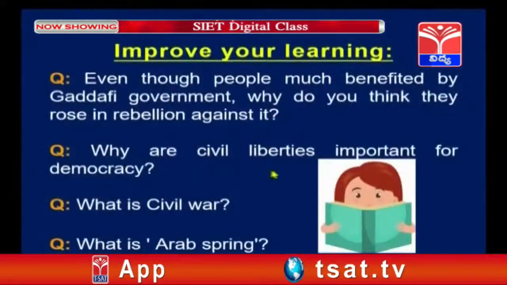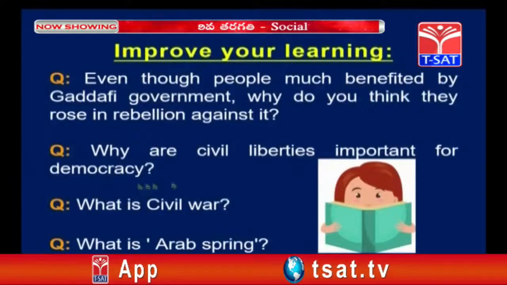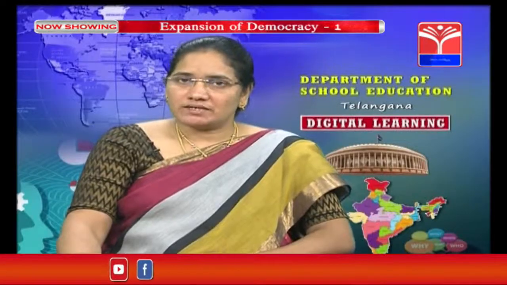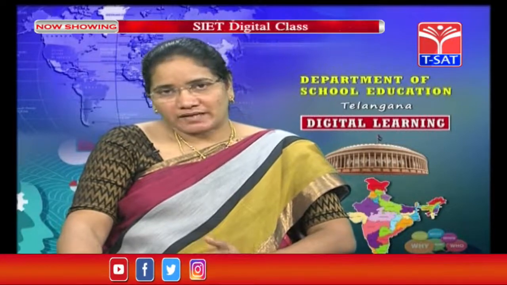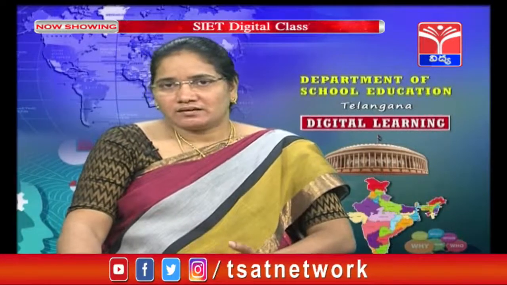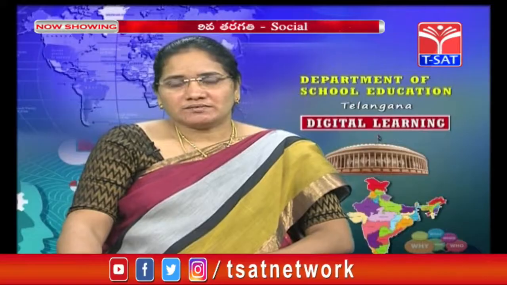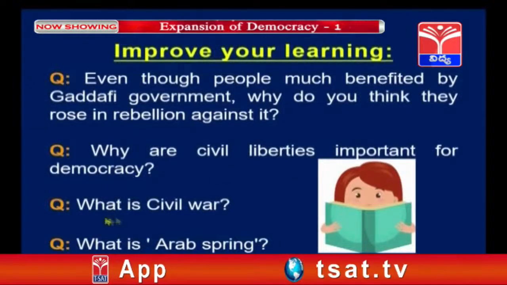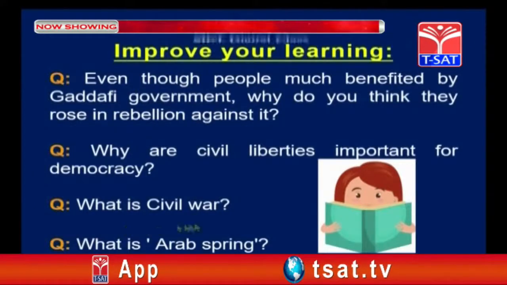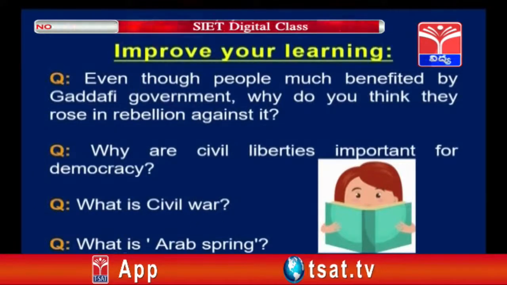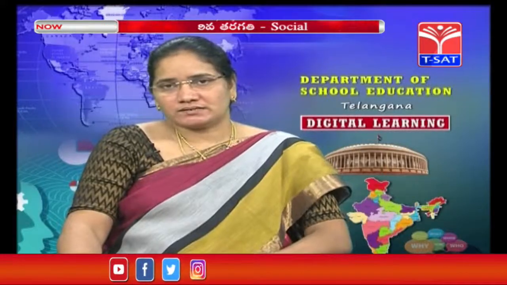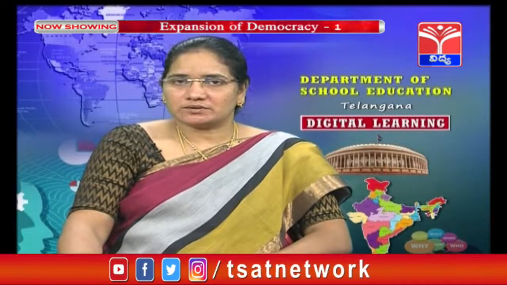And why are civil liberties important for a democracy? Civil liberties means freedom of thought, freedom of action, freedom of expression. So civil liberties are very important in a democracy. Then what is civil war? We discussed this. And then what is the Arab Spring? You need to answer these questions by reading the textbook thoroughly.